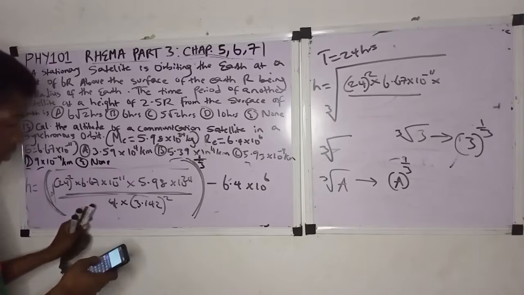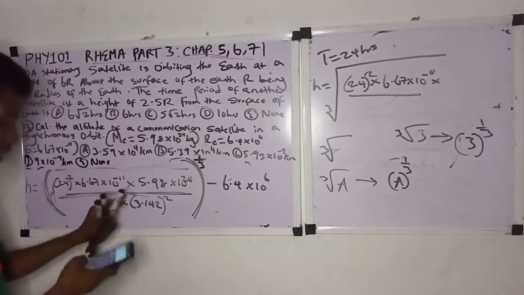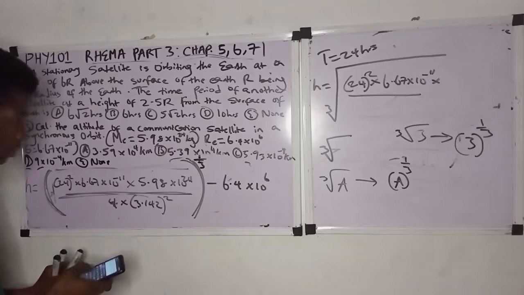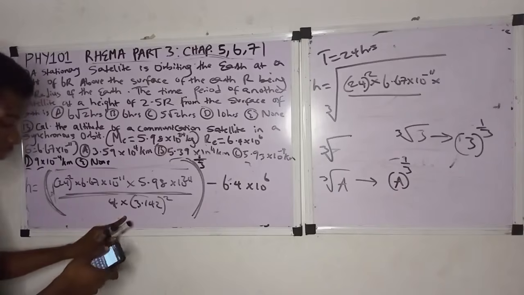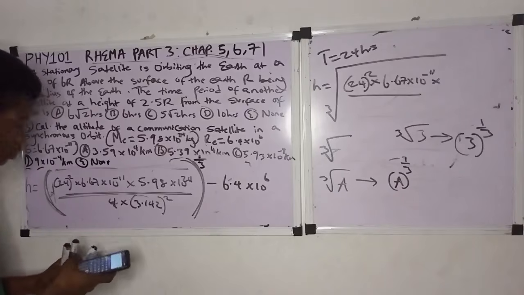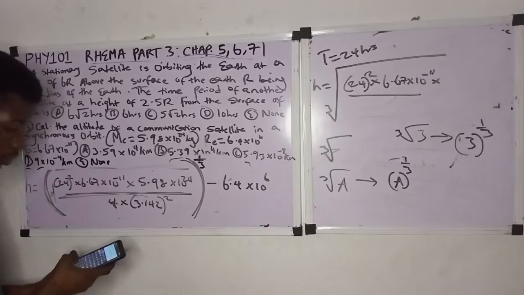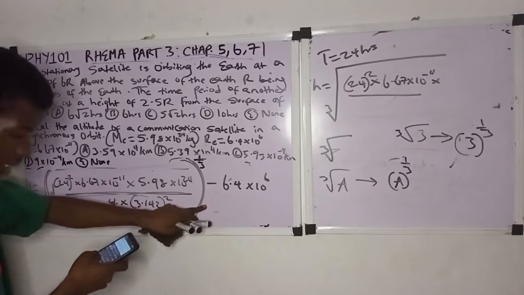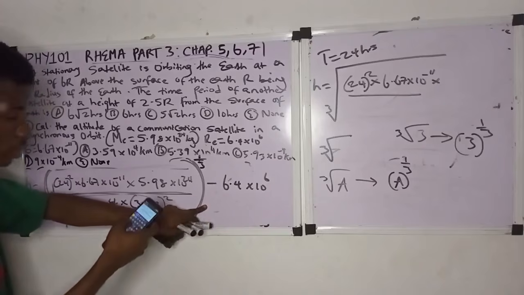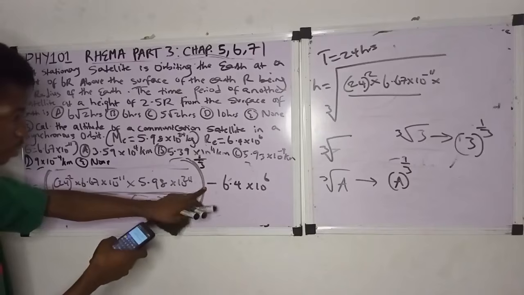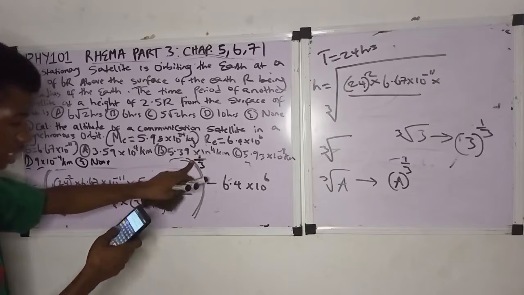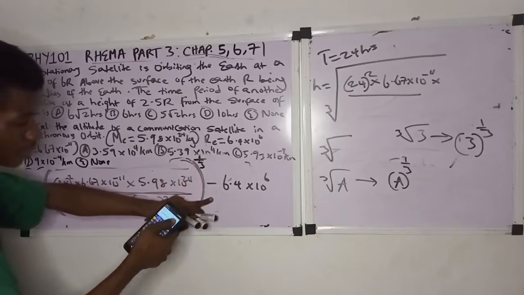Then times 5.98 times 10 raised to the power of 24. Then divide by what? Divide by 4 times bracket open 3.142, bracket close, all squared, right? Then we go to the ending, close bracket, then raise to the power, fraction mode, one third, right? One third. Then we continue.